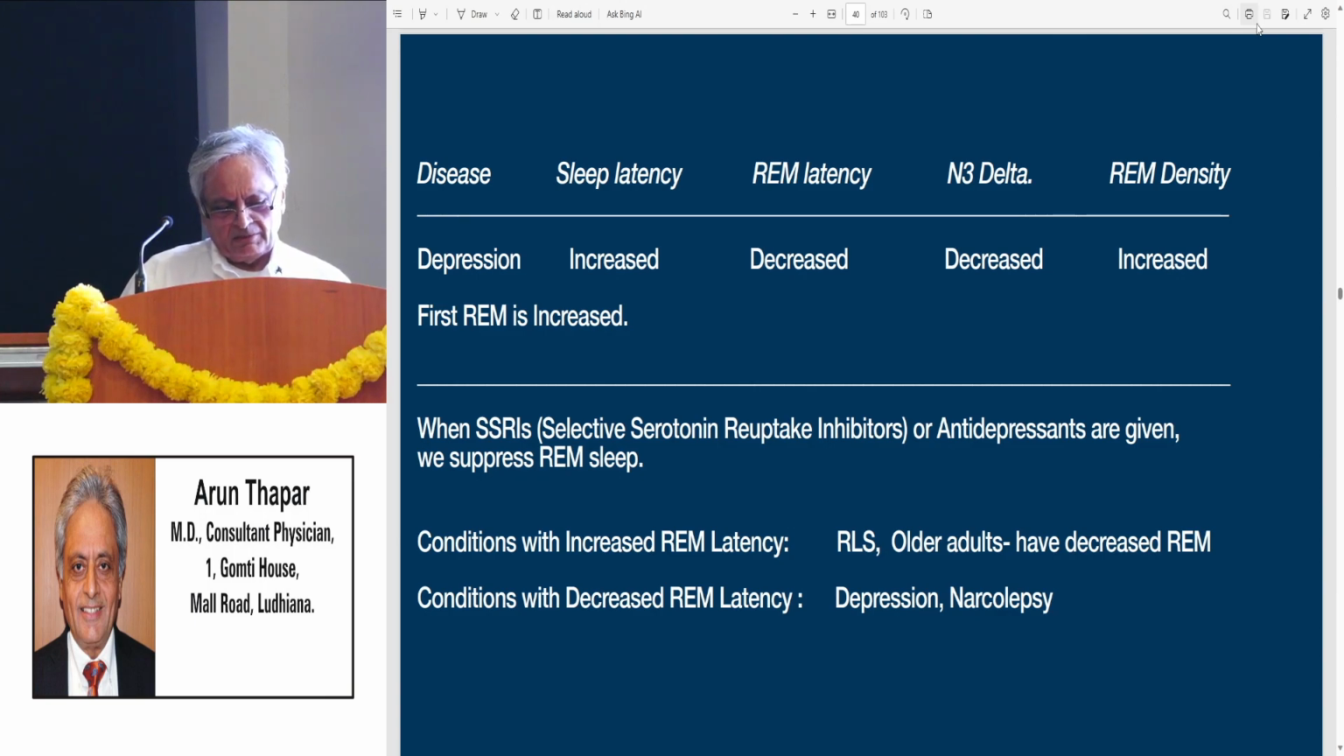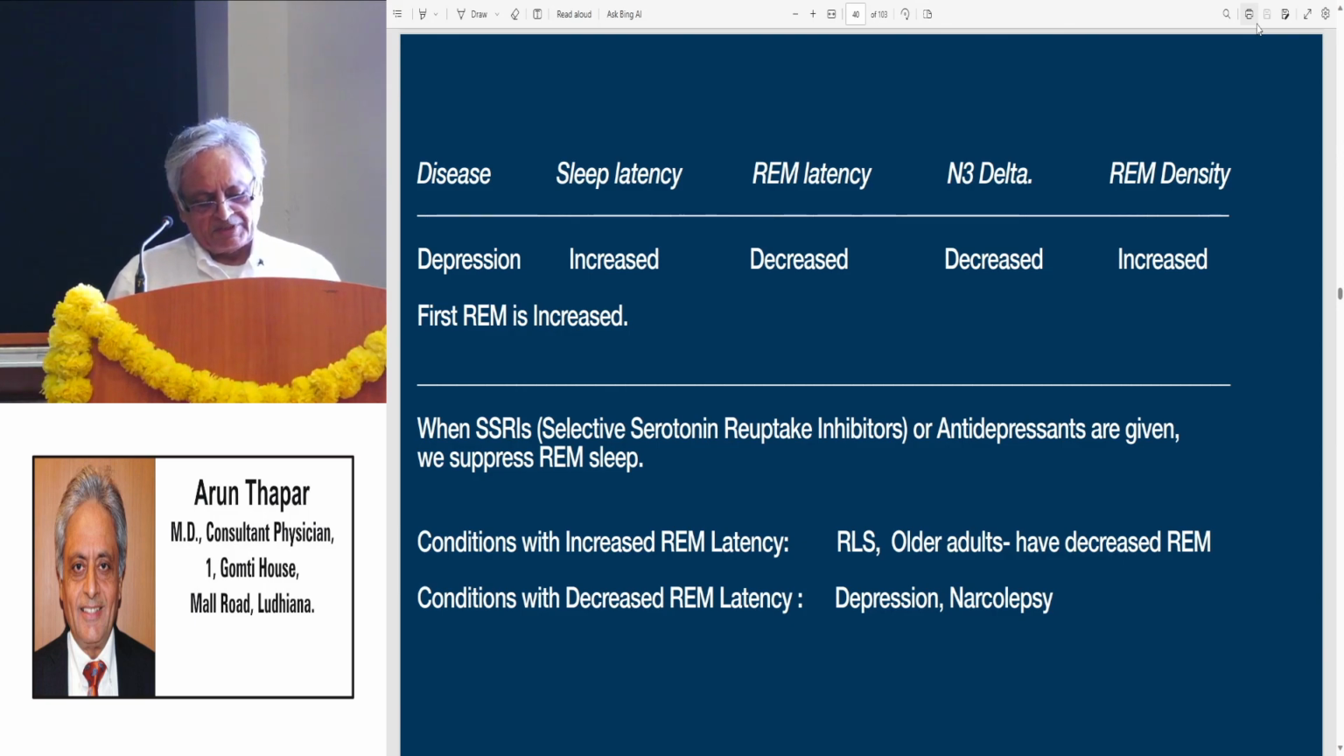So in depression, you have increased sleep latency, while you fall asleep late. And REM latency, how much time you take to get into REM, is much more decreased. N3 delta is again decreased, and REM density is much more increased. Now, the first REM in depression is always an increased one. That's why you see it on the polysomnography.